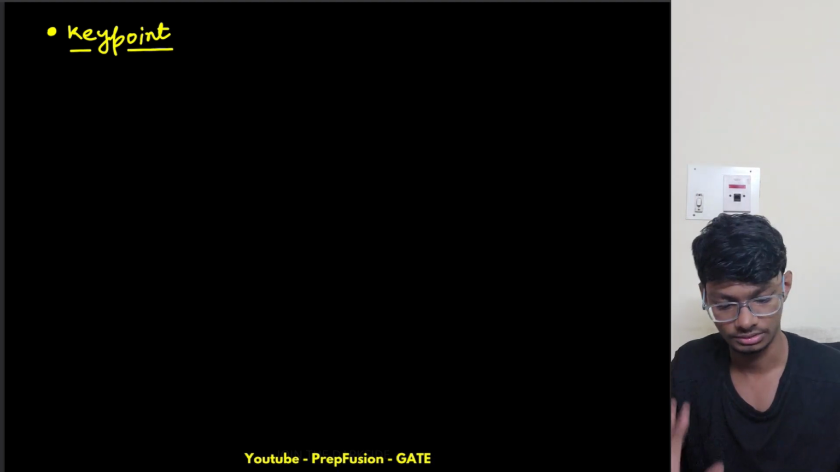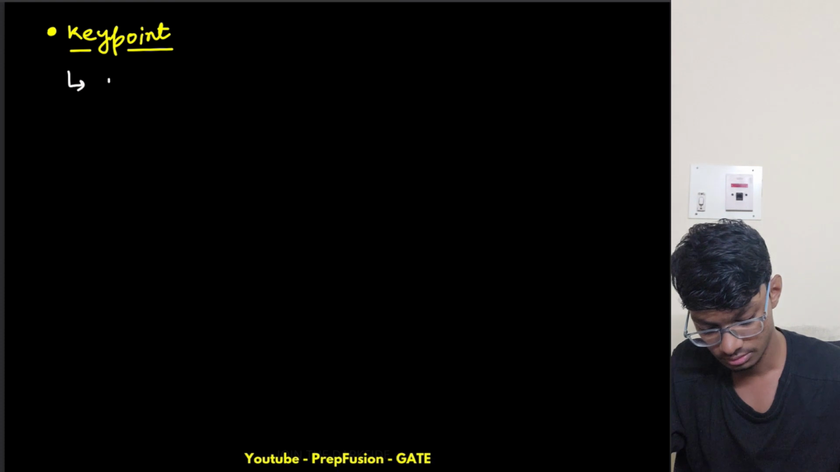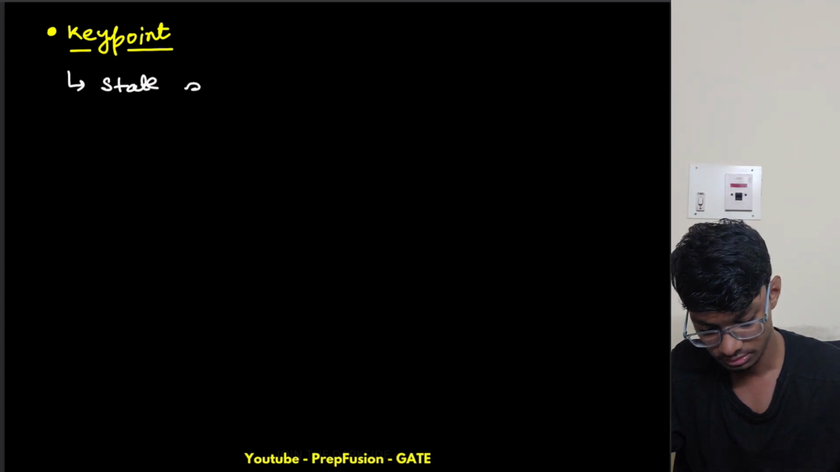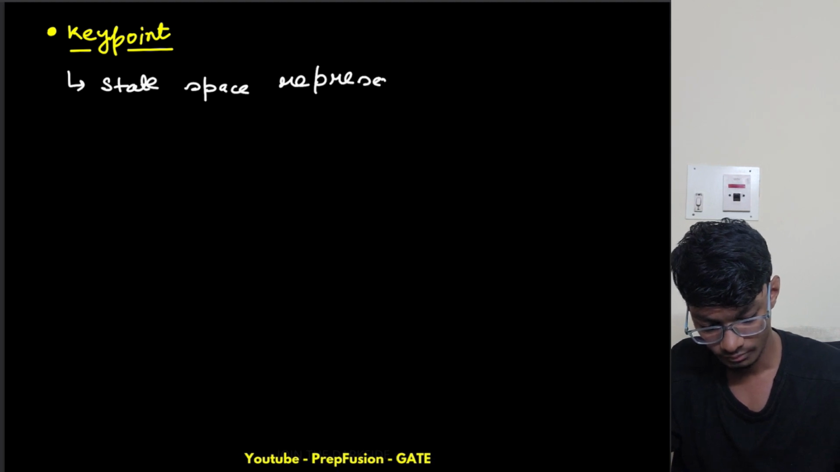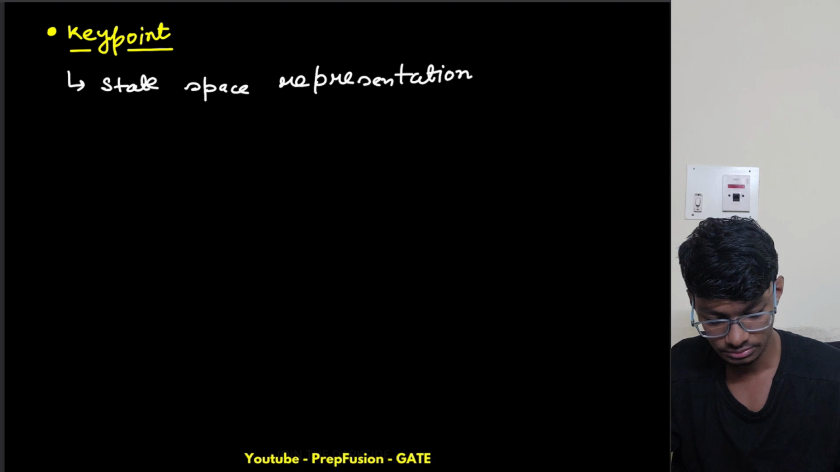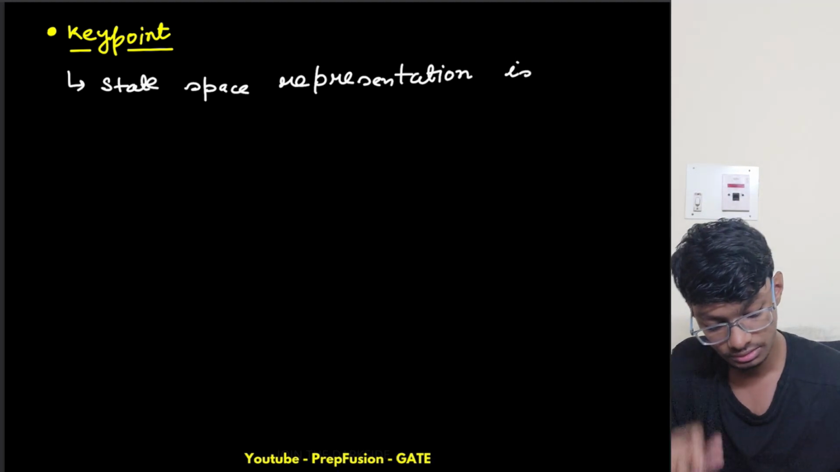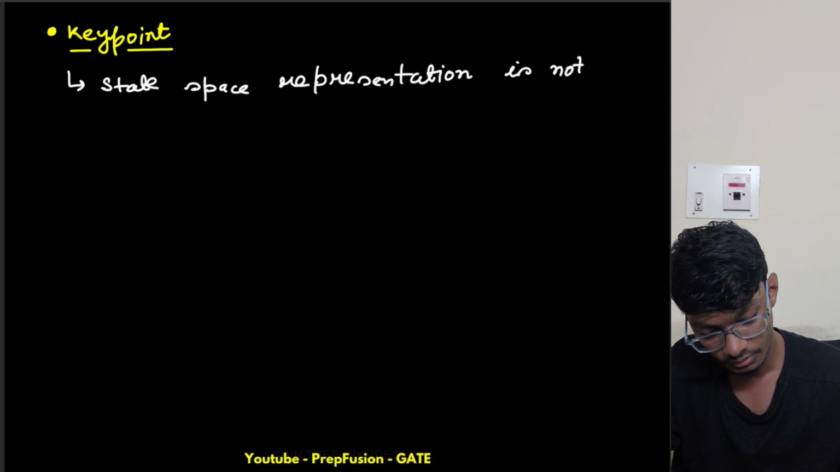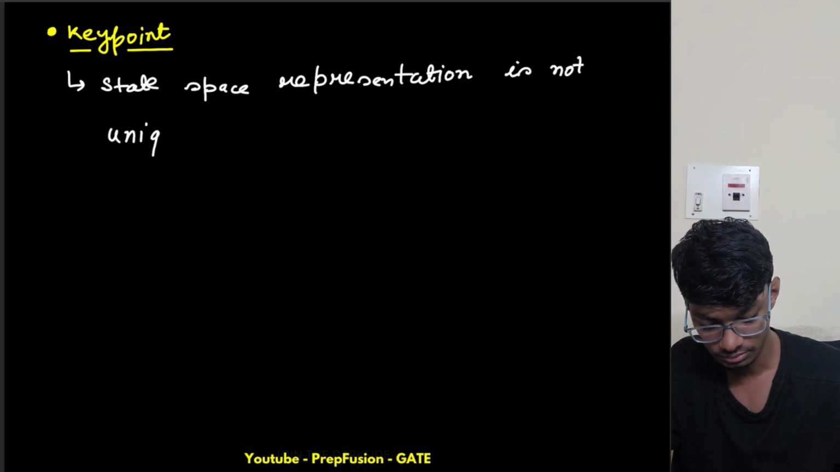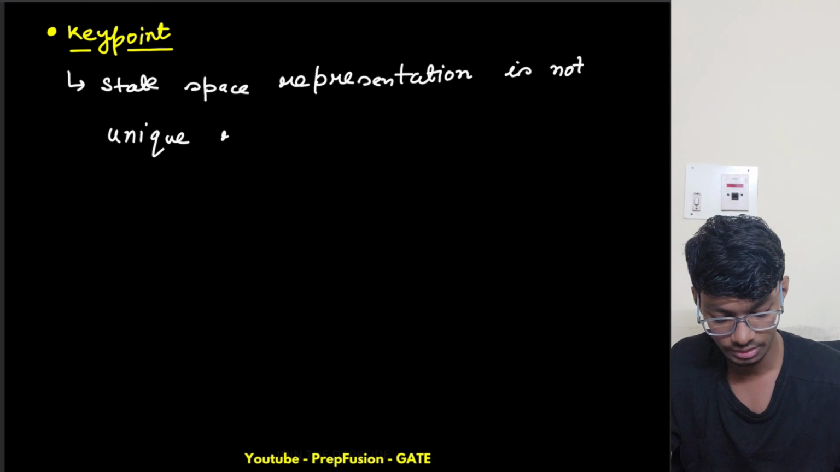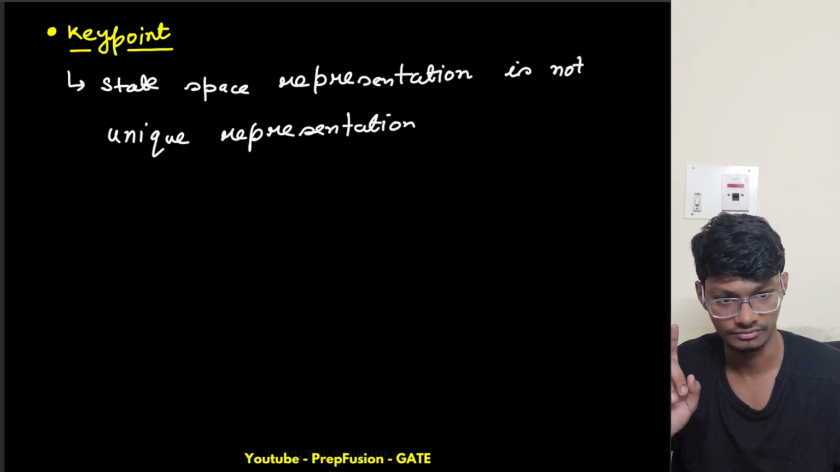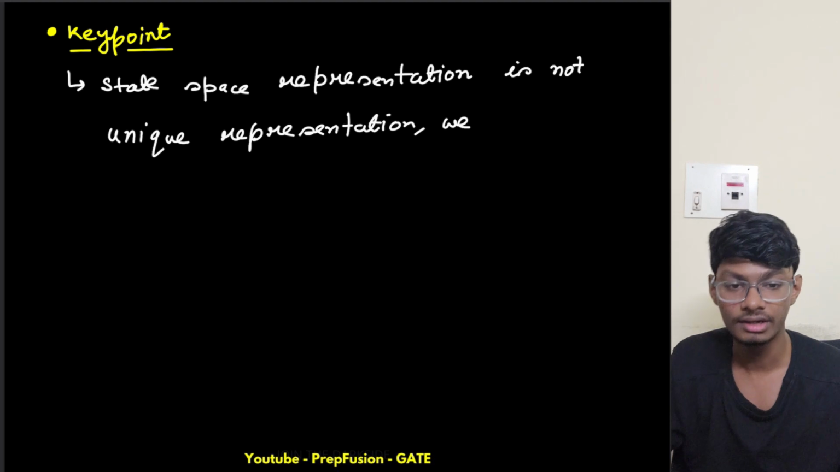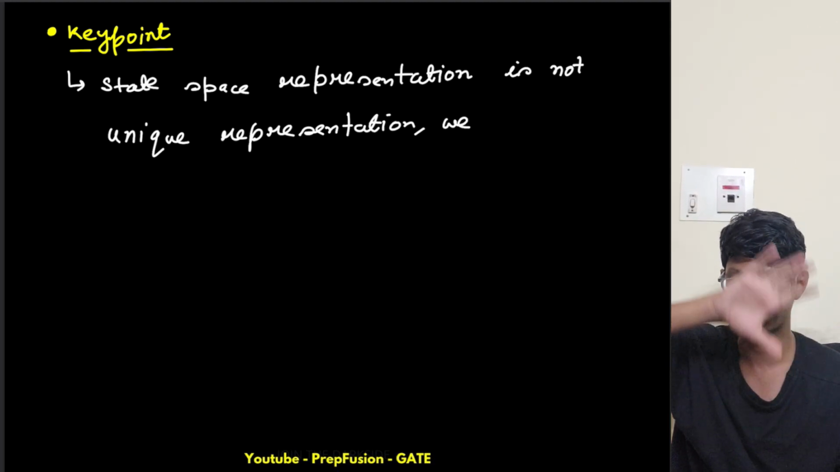So the key point to note here is: state space representation is not unique. This is a very important point. You may get confused about why I am getting the same transfer function even though my state equations are different. So we can obtain more than one state space representation for the same system.